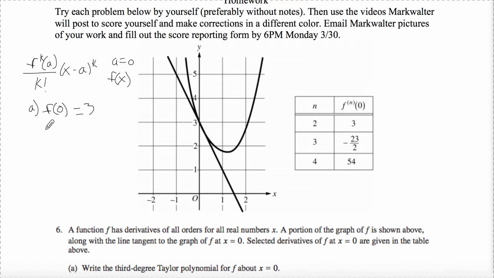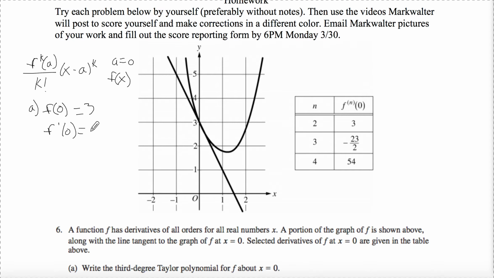I also know for my next term I will need f prime of x at 0. So I would need f prime of 0. I'm not given that in my table, but I'm also told that in this graph I have the tangent line to the graph of f at x equals 0. And we know the first derivative. What is the first derivative? The first derivative is really just the slope of the tangent line, right? So what's the slope of this tangent line? It looks like it's down 2 over 1, so negative 2.